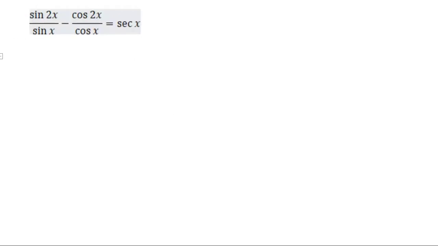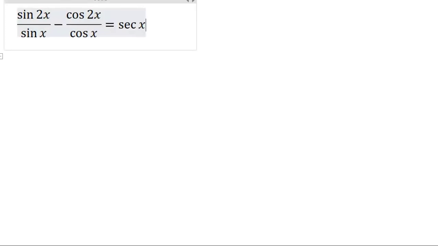Sine 2x over sine x minus cosine 2x over cosine x is equal to secant x. How shall we solve this one? Probably again starting from the left-hand side. Let's use the double angle identities. Sine 2x is what? This one is 2 sine x cosine x.